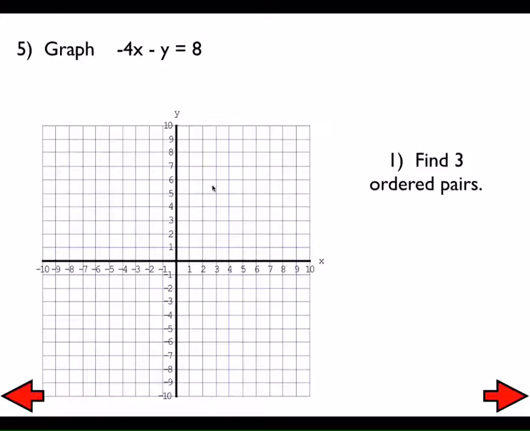Now, some of you might be wondering, how are you coming up with these numbers? How do you know what the first one's going to be? Really, you can pick any number you want. Stick with easy numbers so that you can multiply them easily. And you do have to do a little bit of critical thinking.